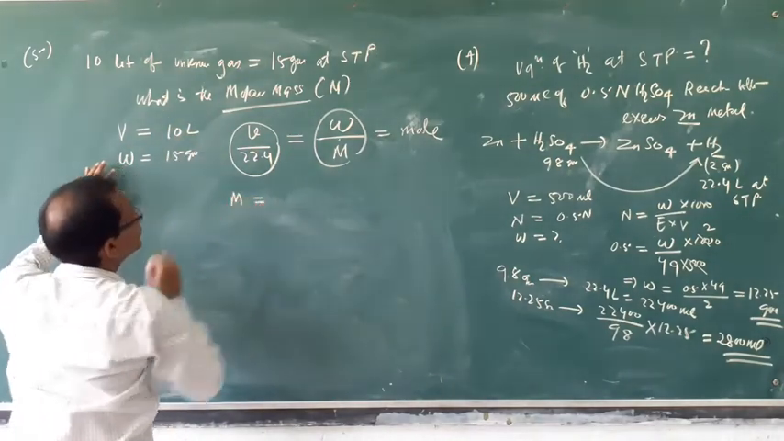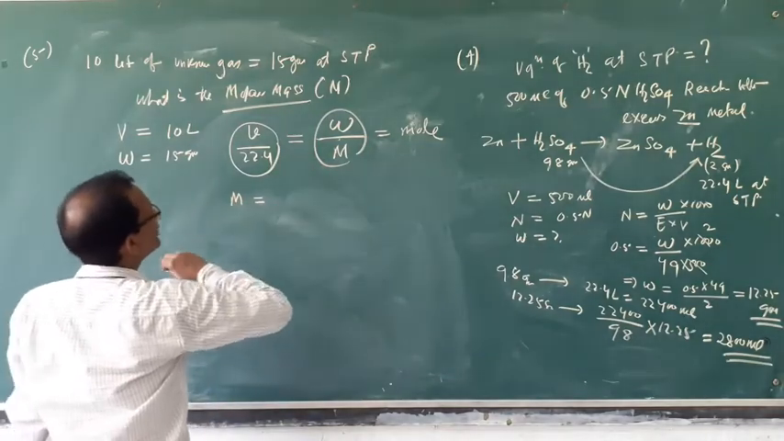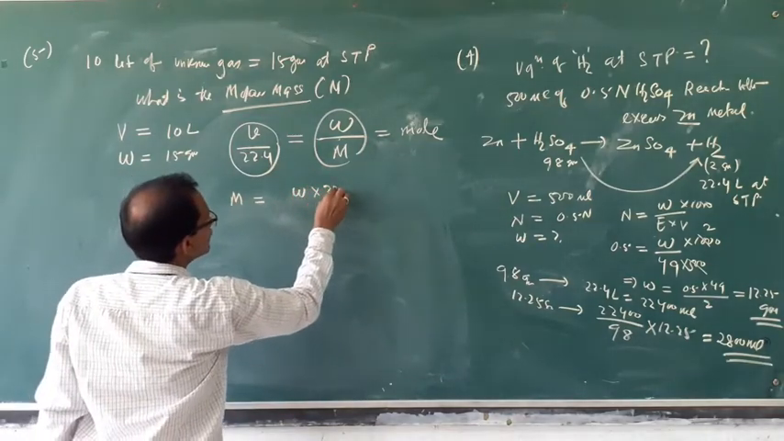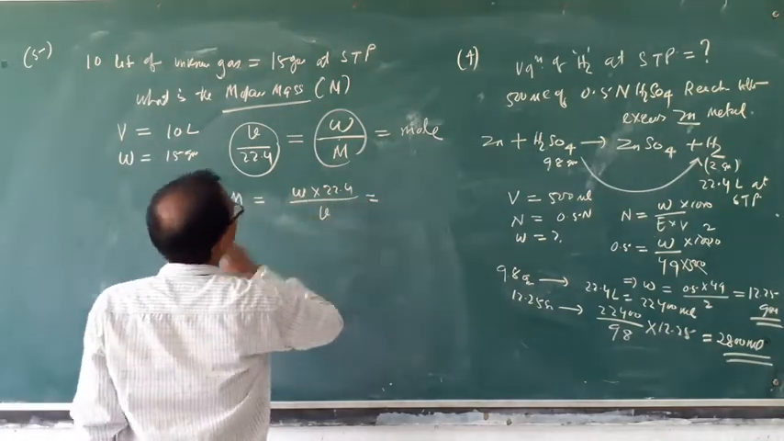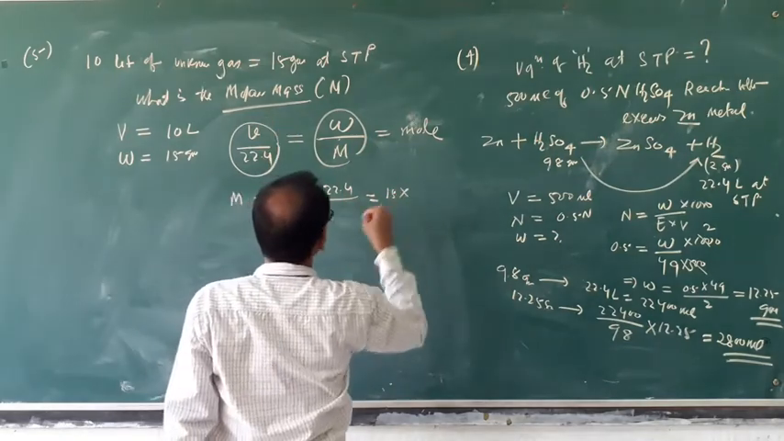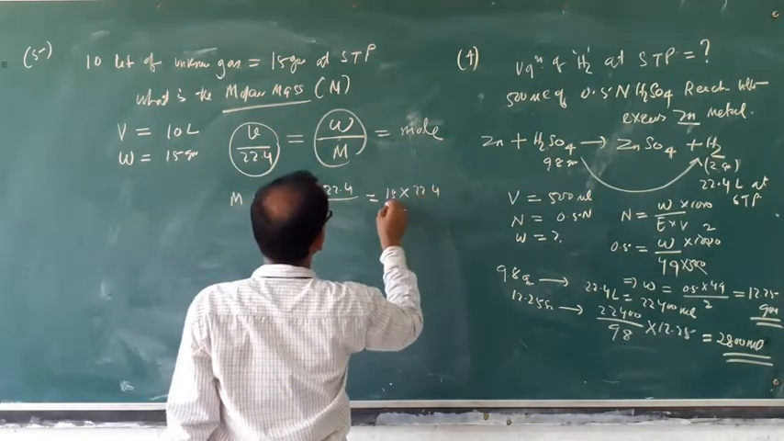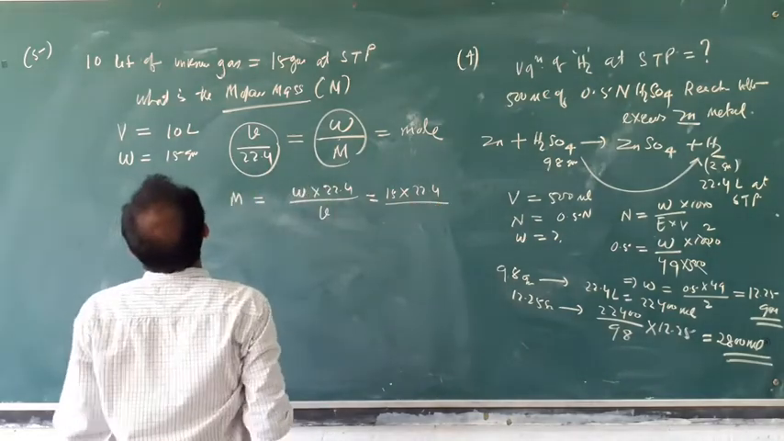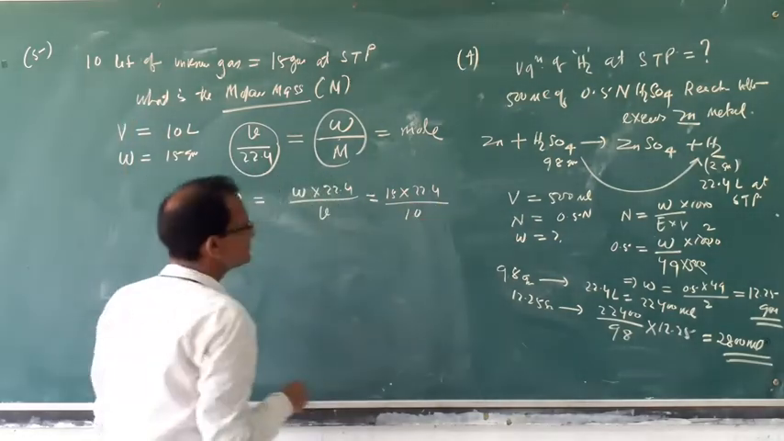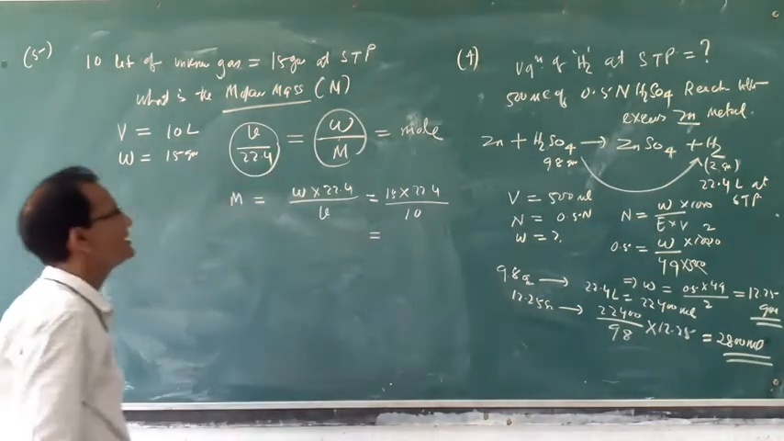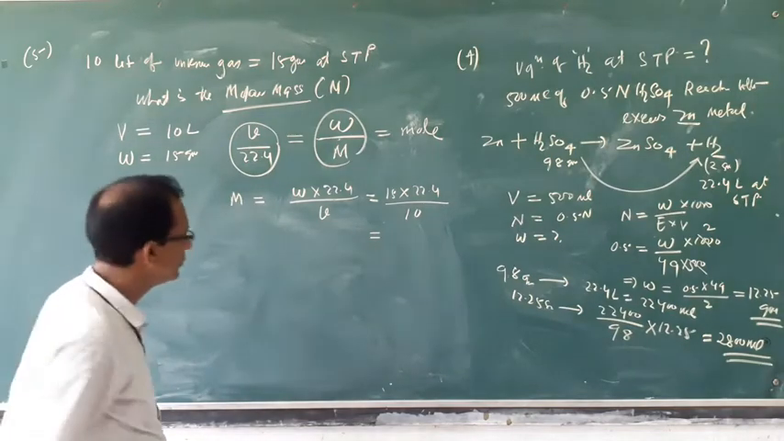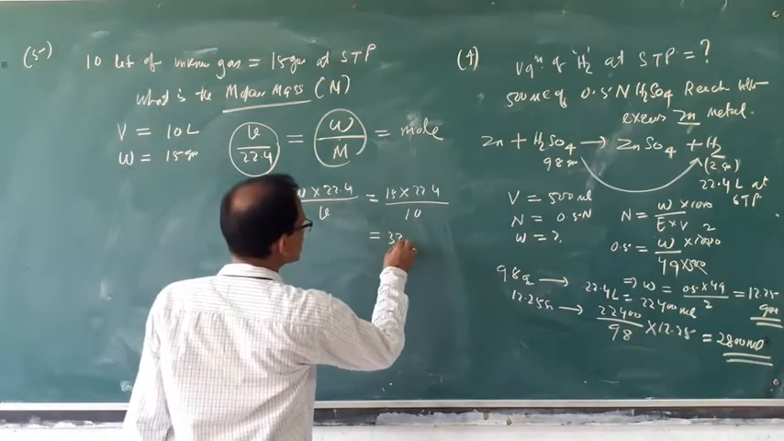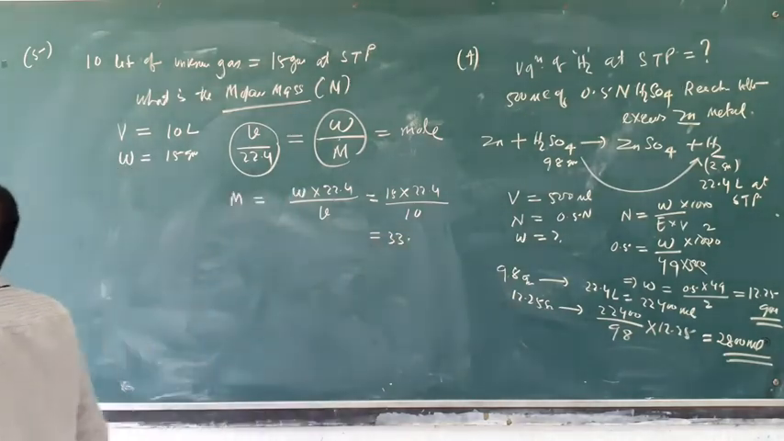Now M is equal to, what is the value? M is equal to W into 22.4 by V. W is as per the question 15, into 22.4 by V, which is 10 liter. So, what is the answer? Calculate. What is the value? Calculate or not? Okay. 33.6. 33.6.